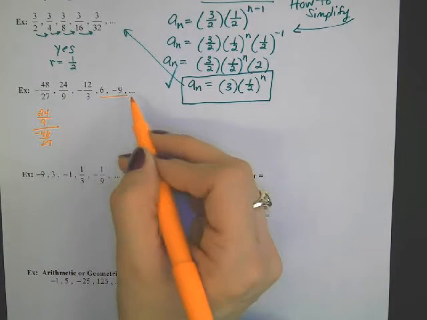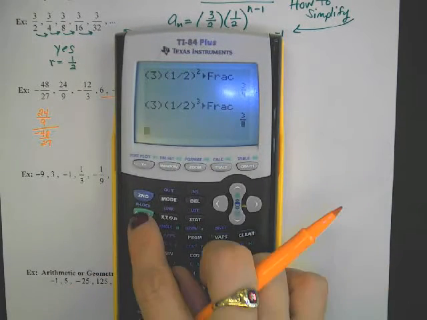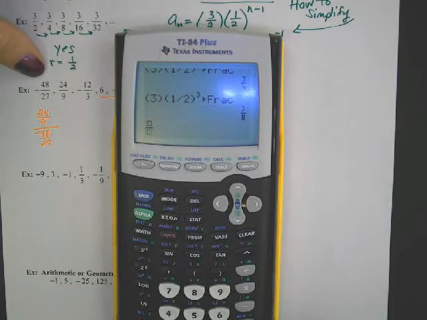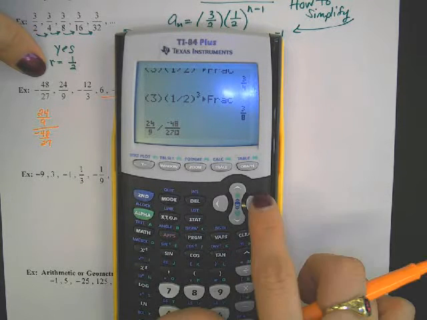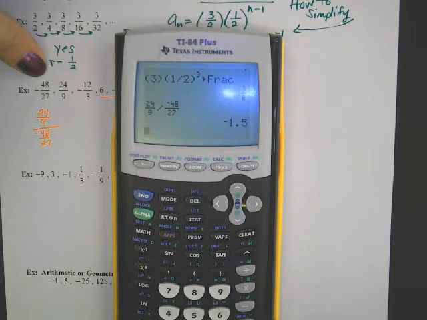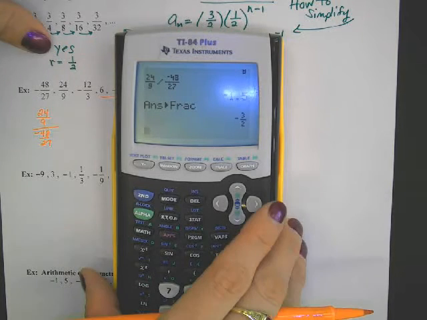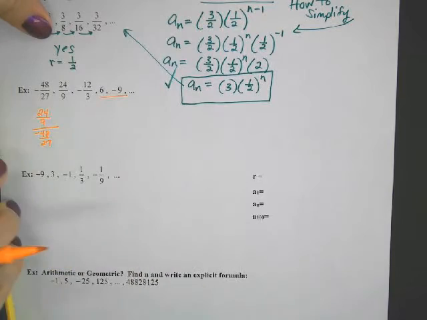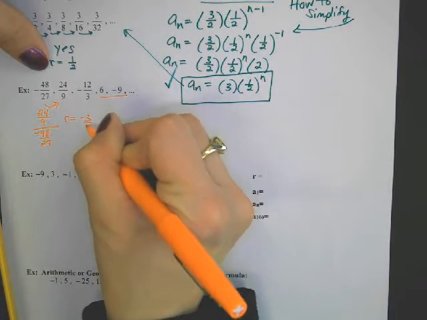So you could also take these two down here. So I'm just going to take the first two here and see what I can do. So I'll use my alpha y equals 24/9 is going to get divided by negative 48/27. And maybe I'll math fraction it up. So I think that the r value is negative 3/2. The r value is negative 3/2.